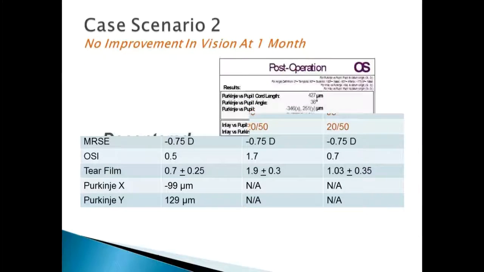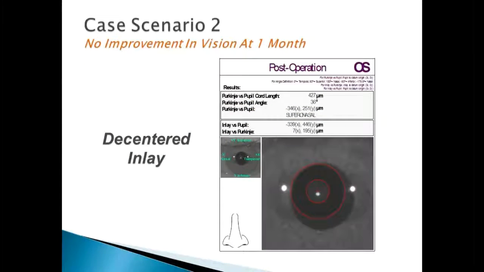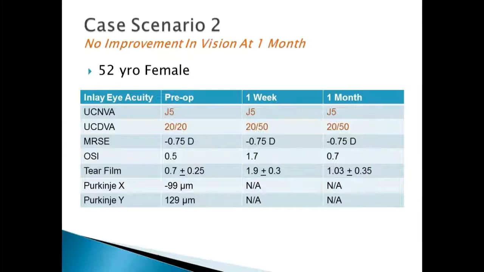The second thing that you will see is that the OSI and the tear film appear unremarkable. Oops, gave our answer away there. So the one thing that you should also look at is that the pre-op Purkinje is within our 300 recommended microns. So at this point, we would aim for centration of the inlay to be on the first Purkinje.